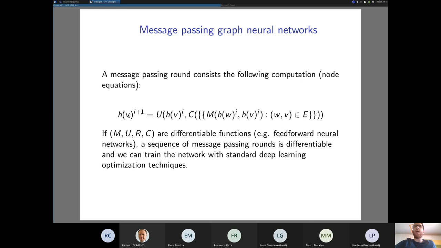The starting node embedding, that will be like HV0, is either some kind of node features that we associate to each node in the graph, or can be randomly sampled from a known distribution. What is important is that if all the functions involved in the message passing round are differentiable, then the chaining of message passing rounds is differentiable, and we can train this architecture with the standard deep learning optimization techniques.